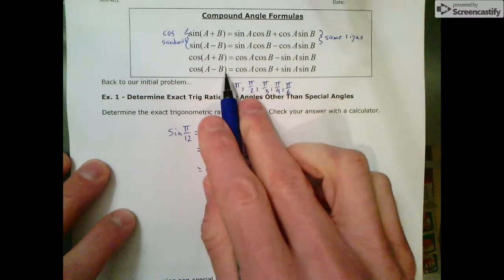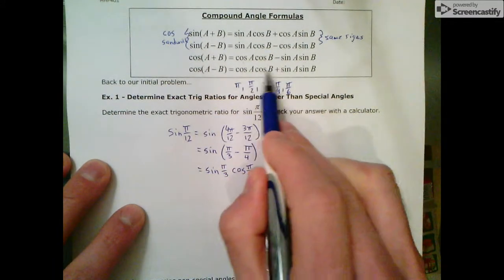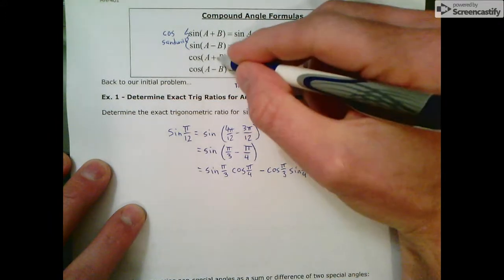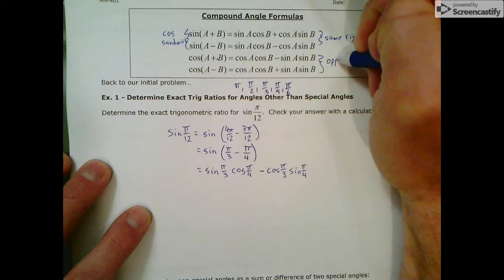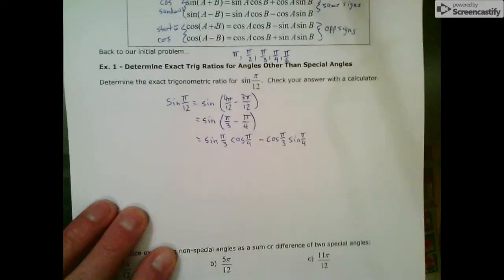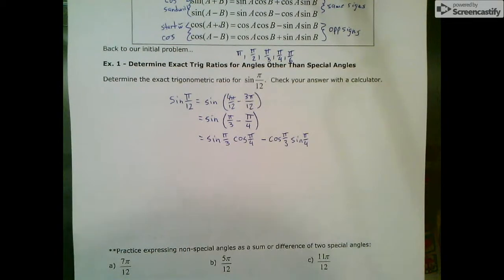The cos ones you'll see is cos cos sine sine, cos cos sine sine, but they have opposite signs. Plus becomes minus, minus becomes plus. So there's some tricks for you. Opposite signs, and this is cos cos sine sine. So start with cos.